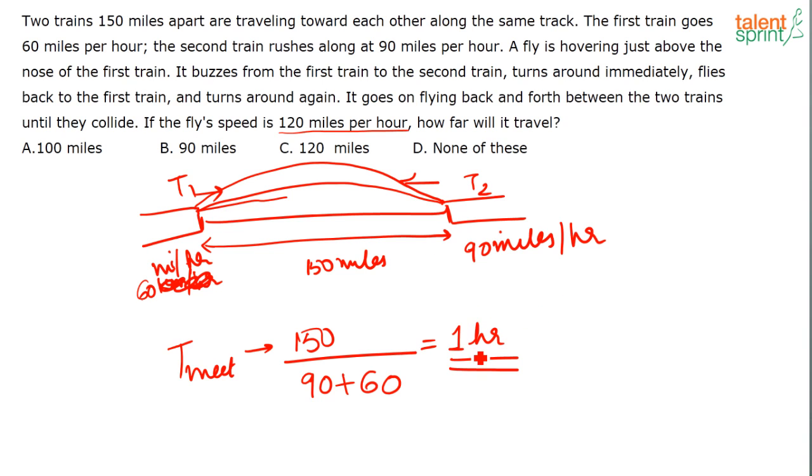Now in this 1 hour, what will be the distance travelled by the bird? Since the bird is travelling at a speed of 120 miles per hour, in 1 hour the bird will cover how many miles? It will cover 120 miles. It is given in the question that it is travelling at 120 miles per hour, and here both the trains meet in 1 hour. So in that time, the bird can travel only 120 miles. So before both the trains meet, the bird would have travelled 120 miles to and fro. I hope it's clear.